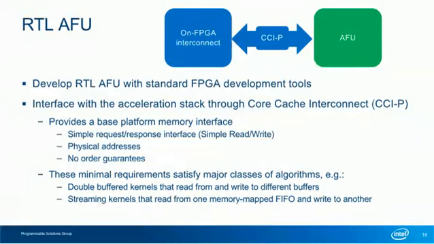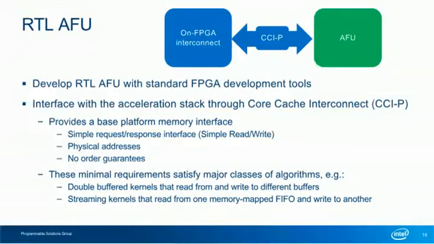The user will have to ensure the RTL IP supports the Core Cache Interconnect standard, or CCIP, which interfaces the AFU with the acceleration stack through the on-chip interconnect, which is part of the FPGA interface manager. The CCIP interface is a memory-mapped interface that supports simple read and write requests and responses. The interface uses physical addresses and uses a tag to match responses to requests, so no order is guaranteed.